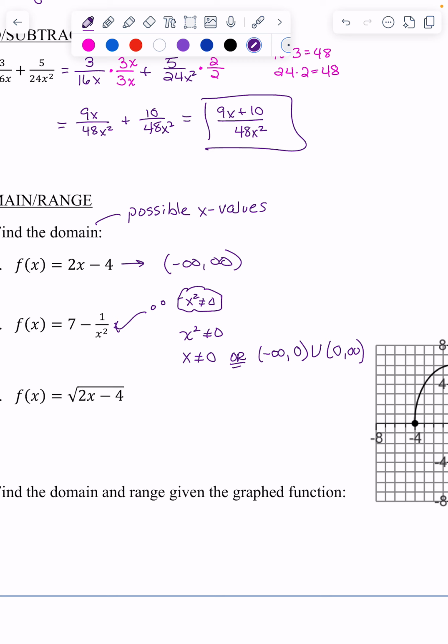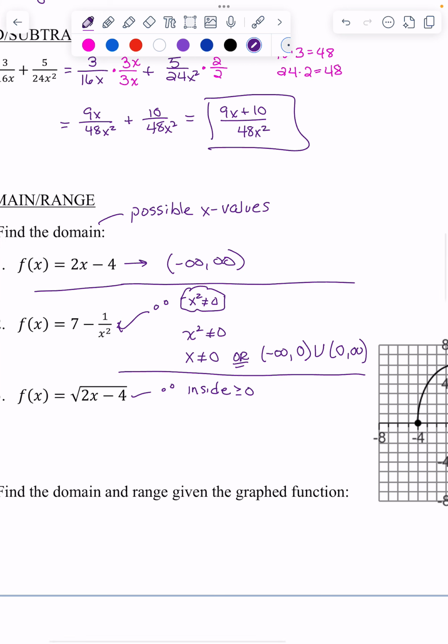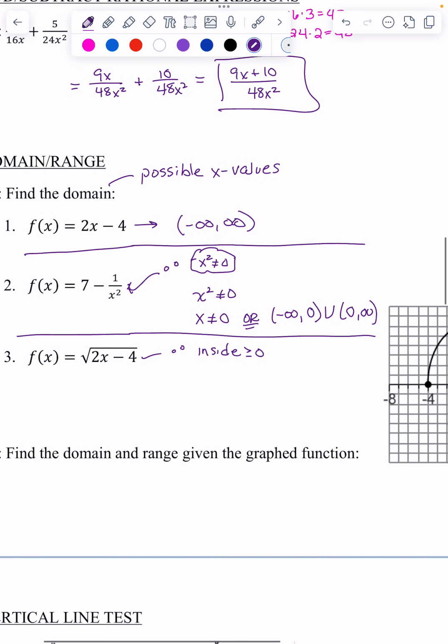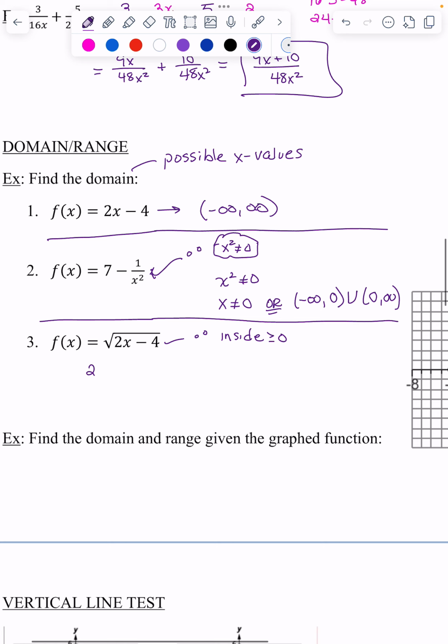Alrighty. The next one, here I'm thinking that whatever's inside has to be greater than or equal to 0, because I cannot take a square root of a negative number, right? So that's what I'm thinking here. I'm just going to make lines so we can see. So what I'm going to do is say 2x minus 4 is greater than or equal to 0. If I add 4 to both sides, I get 2x is greater than or equal to 4. And then if I divide both sides by 2, I get x is, oopsie, greater than or equal to 2. That would be if I wanted it as an inequality.